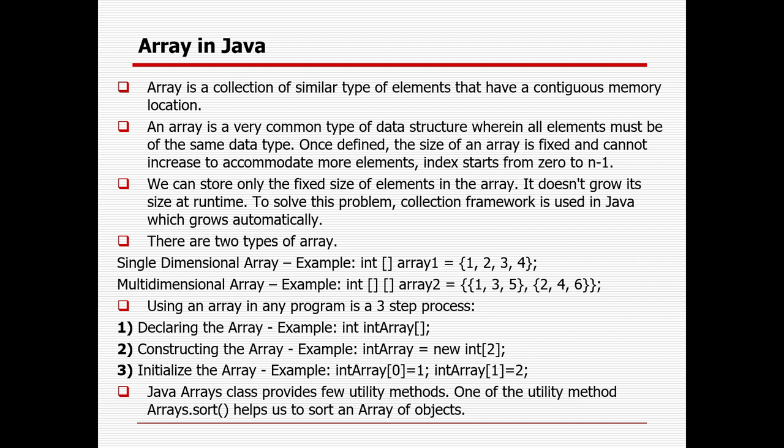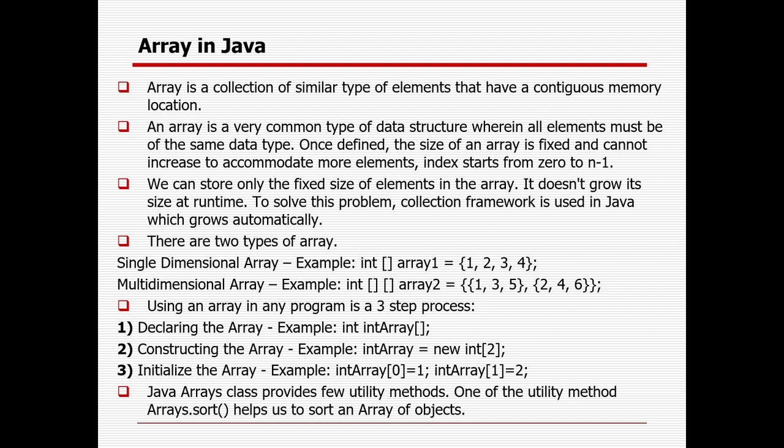There are two types of array, single dimensional and multidimensional. Single dimensional means only one dimension. Multidimensional means row and column wise. Now there is a two-step process: one is you directly define an array and assign the values. The other is a three-step process, where you declare the array, construct the array, and initialize the array.